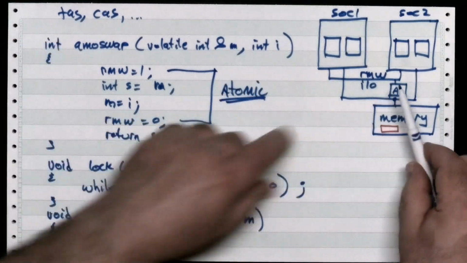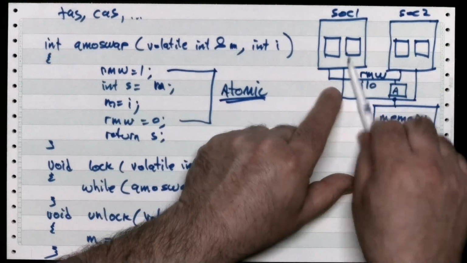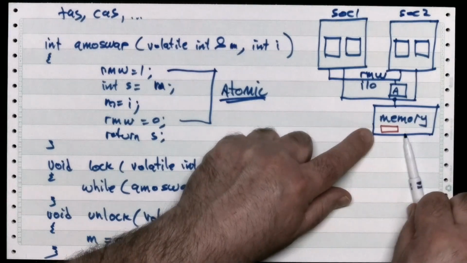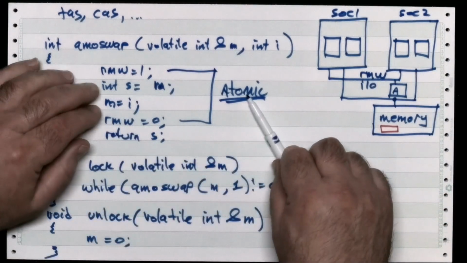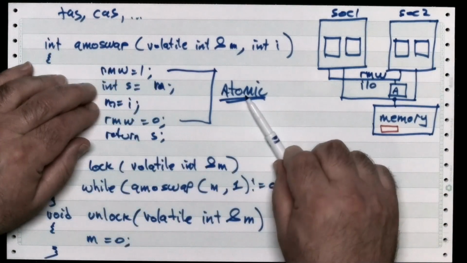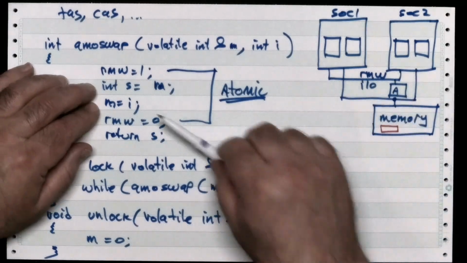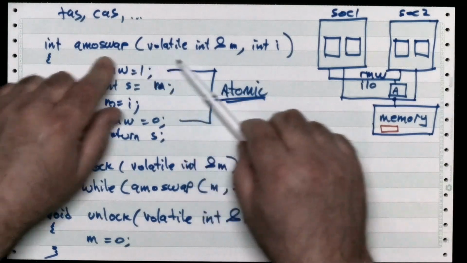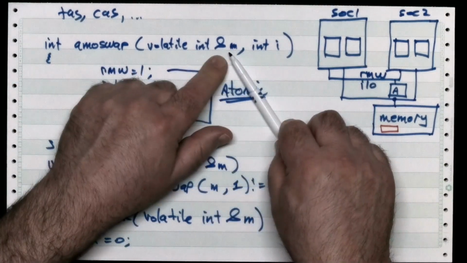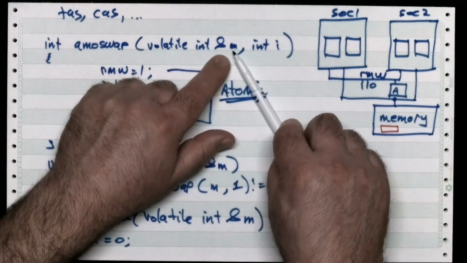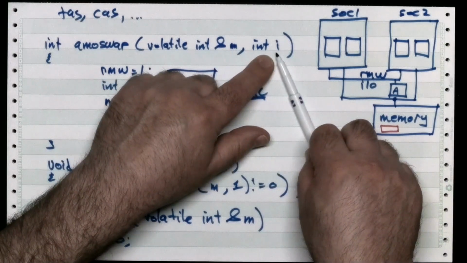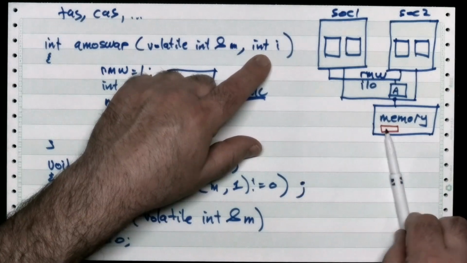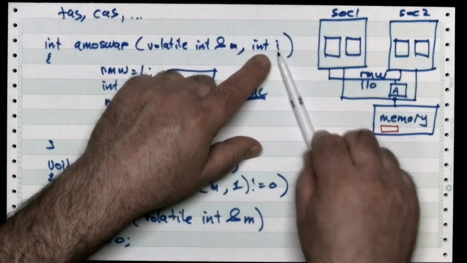One single bus tenure between one of these sockets and the memory will allow both of these to happen as if it was one single atomic thing, okay? So what are they? Now let's look at what happens here. We got this AMOSWAP, and here's my volatile int reference. So this represents the lock. And this I variable is the value we want to put in that lock, right? That's like we want to set the lock to 1 if it was 0 before, kind of a situation, all right?